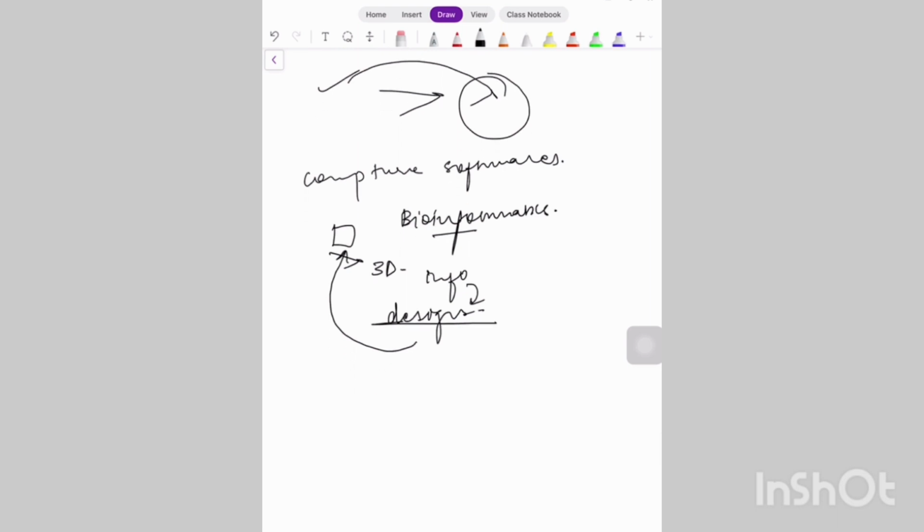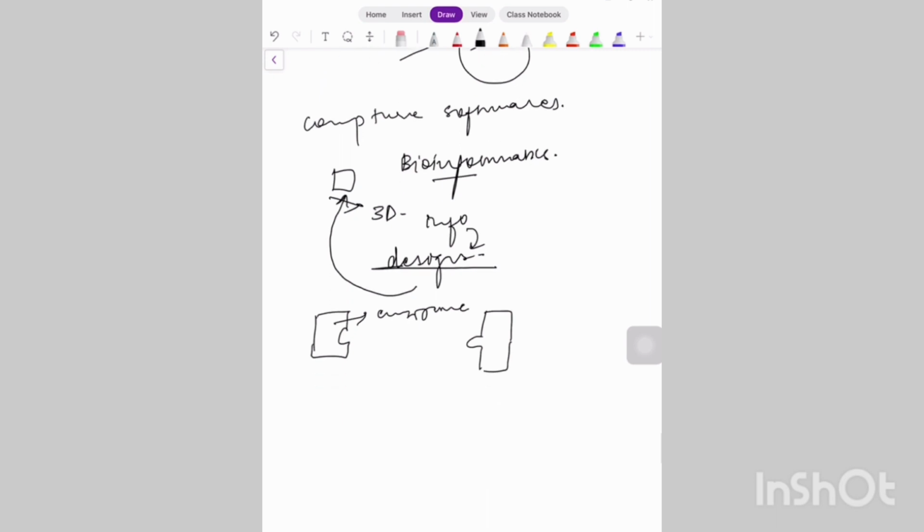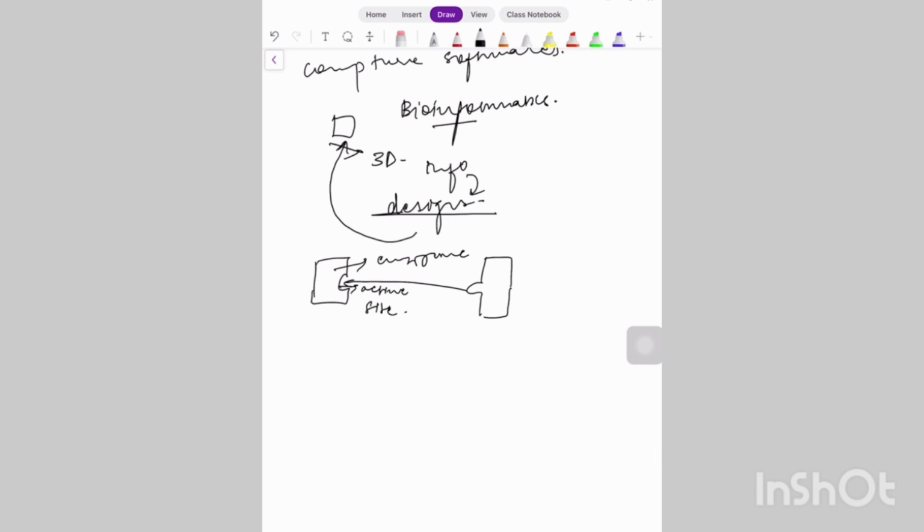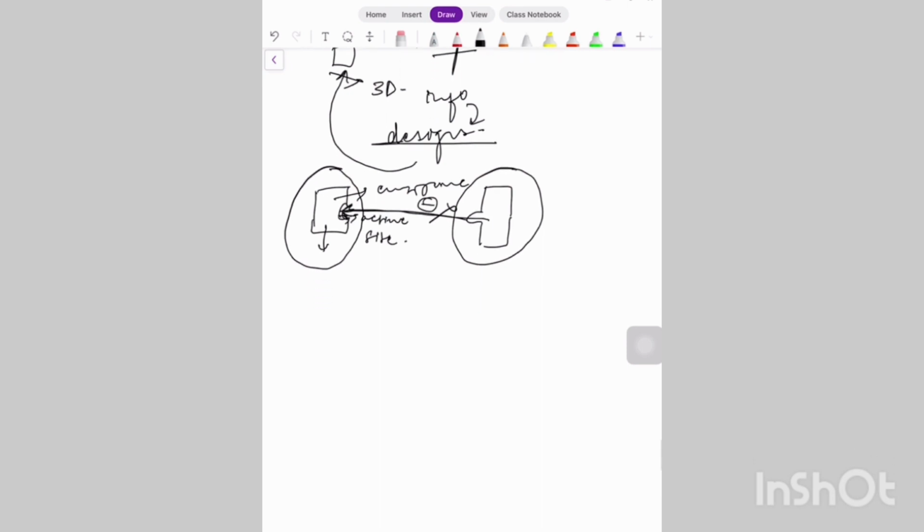A molecule that fits the active site of an enzyme. So suppose this is the enzyme and this is my molecule, and this is the active site. A molecule that fits in the active site of an enzyme but cannot be released by the enzyme actually inactivates the enzyme. Meaning the enzyme did not release it; coming from outside, it will attach to the active site and basically inhibit the enzyme.